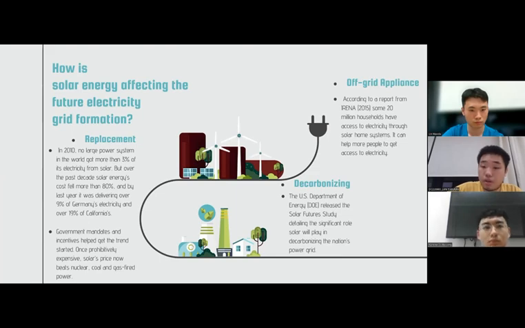The third part is off-grid applications. According to a report, some 20 million households have access to electricity through solar home systems. It can help more people get access to electricity.